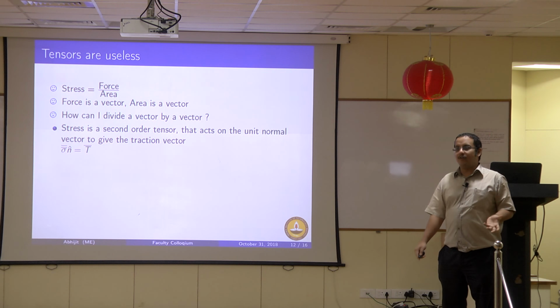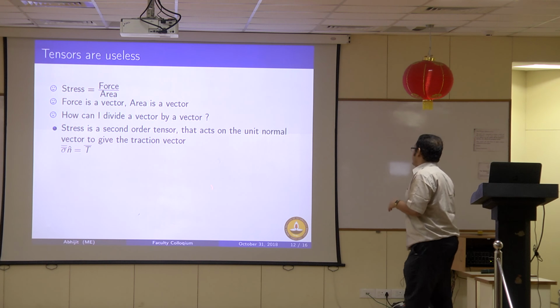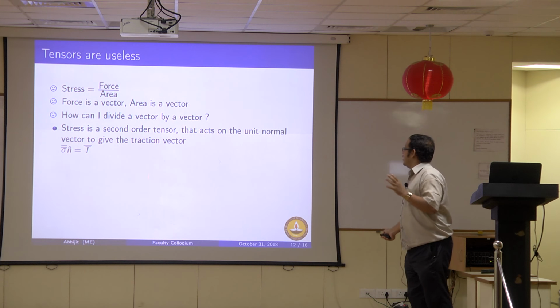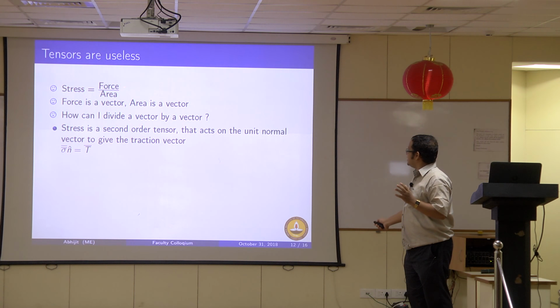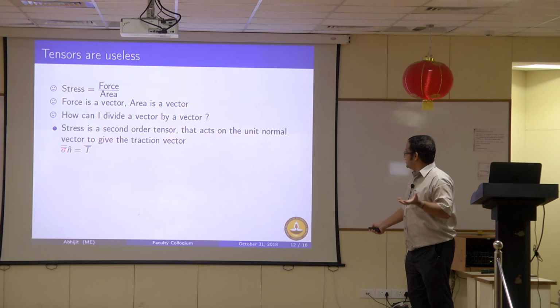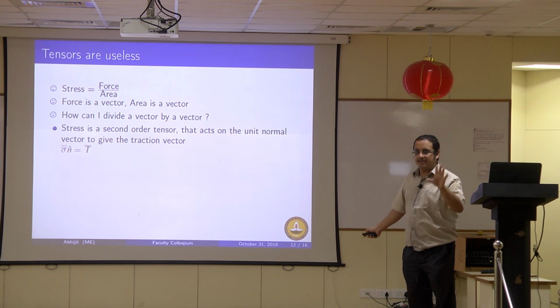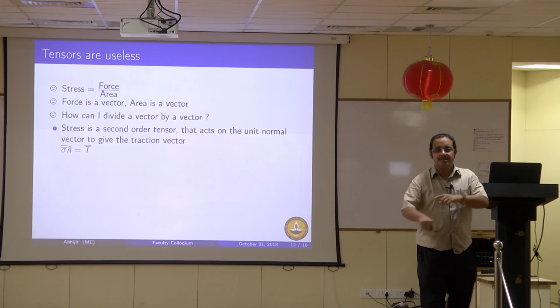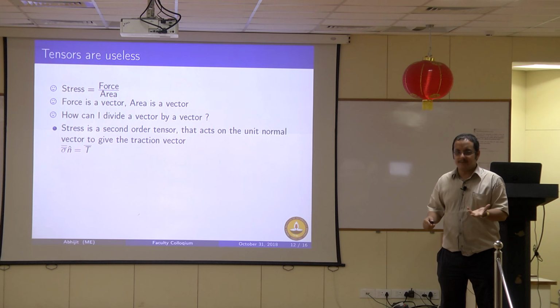Therefore, my university teacher comes and tells me to look at it this way: instead of saying stress is force by area, you say stress times area equals force, or force per unit area also. So stress is a second order tensor which acts on the unit normal n to give me force by the magnitude of the area, which is the traction vector. This is the new interpretation that the tensor brings in.